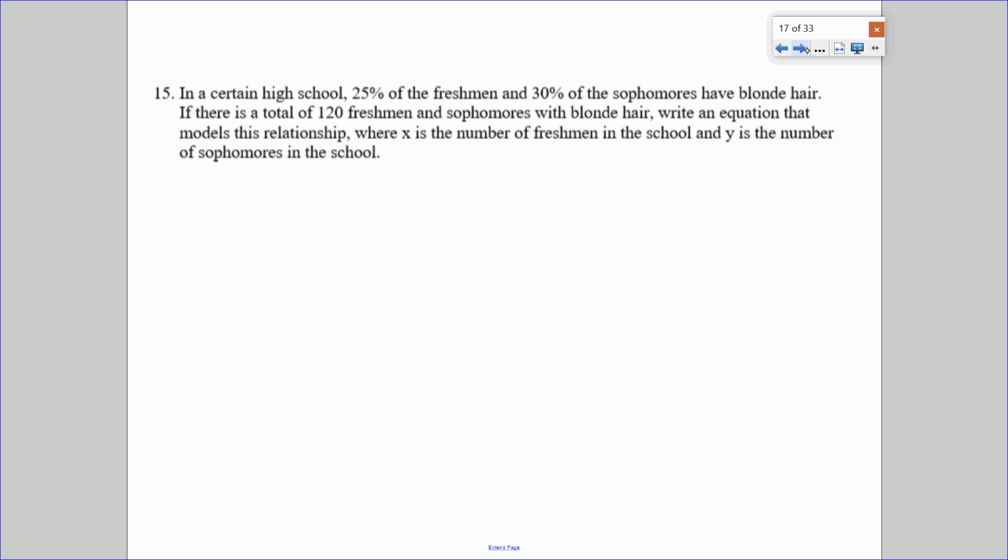15 is pretty much the same thing as 14. I want you to try it right now on your own. It is a little tricky, so I'm going to give you about a minute and a half in order to do it.